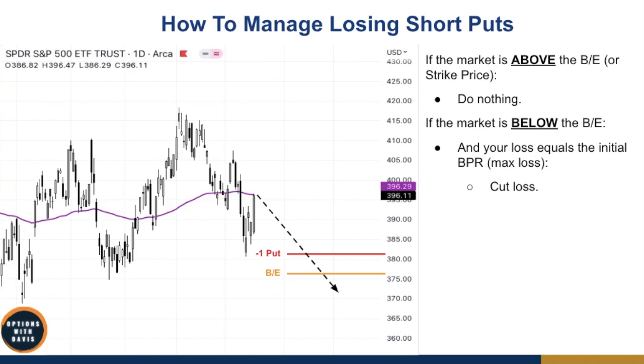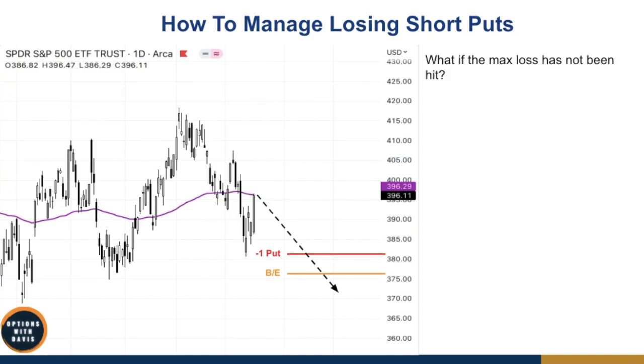So if the market is below the break-even point and your loss equals the initial buying power requirement, then you need to cut loss, right? There is no leeway to this. Once you see the loss hit on your position, you need to be disciplined enough to get out of that position. Now, what if the max loss has not been hit?